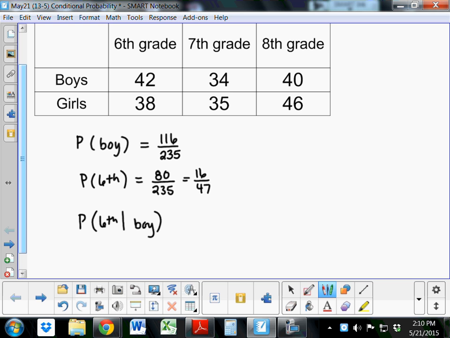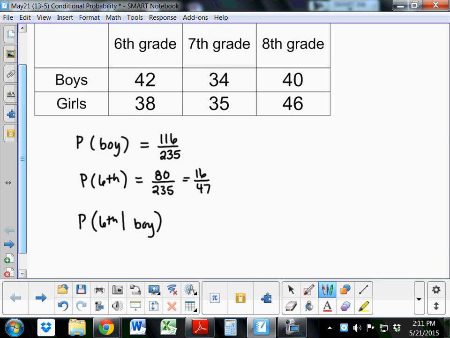So this is different notation. The tall line is basically saying I'm putting you in a category. Rather than just looking for a 6th grader, I'm looking for a 6th grader assuming that I'm choosing a boy. So would you put 40? 80. Wait, so you have to do the 80, and then you do something else with 42. What would be 42 or 80?